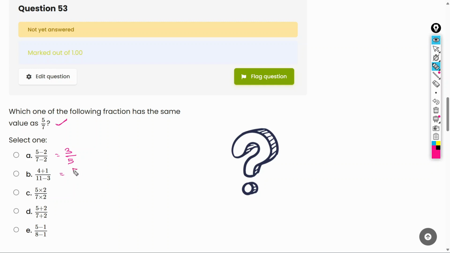4 plus 1 is 5. 11 minus 3 is 8. That's not 5 out of 7. For this one, 5 times 2 is 10. 7 times 2 is 14. And then we can break this down. Divide by 2. 2 into 10 is 5. 2 into 14 is 7. This is 5 out of 7. So this is definitely the answer we are looking for. Because 5 plus 2, this is 7 over 9. 5 minus 1, this is 4 over 7. So this is what gives us 5 out of 7 right here.